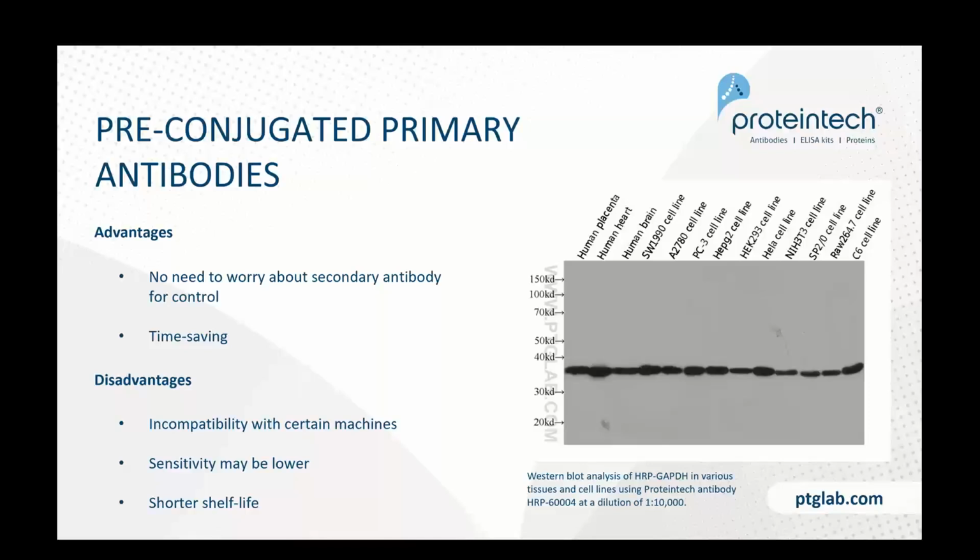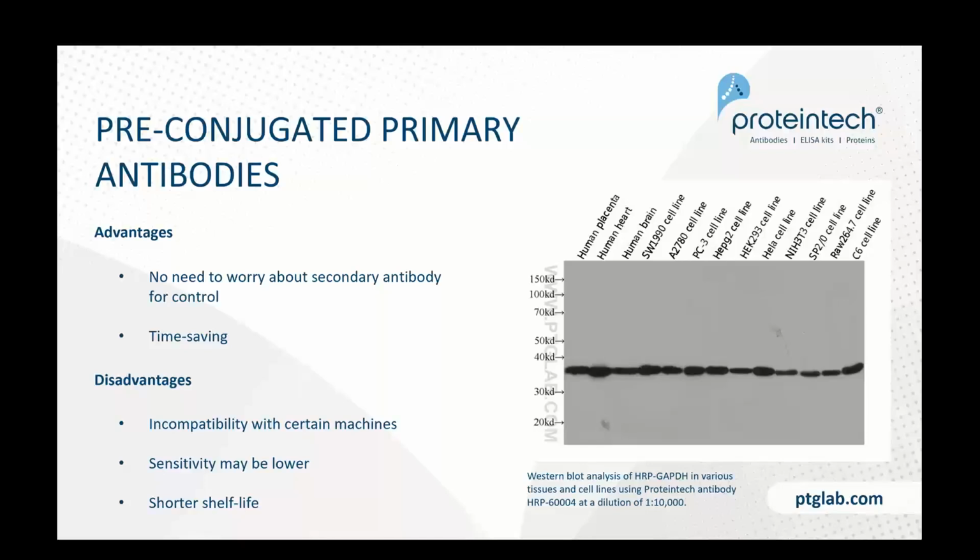Then the next thing to look for is pre-conjugated primary antibodies. These you sometimes see in the market. They'll be HRP conjugated to GAPDH or beta-actin, or a fluor or something else that you could use for a LI-COR machine, for instance. And so when should you use these? When should you not use these?